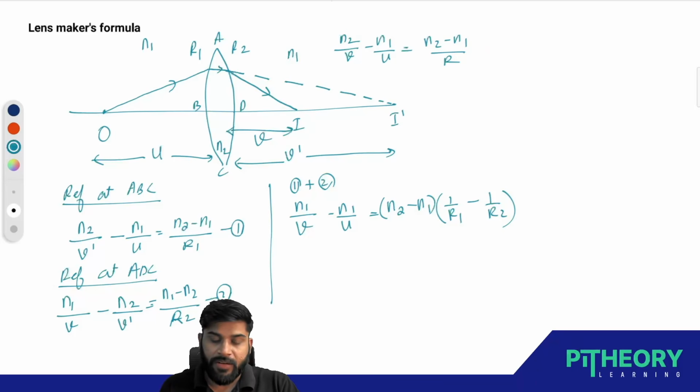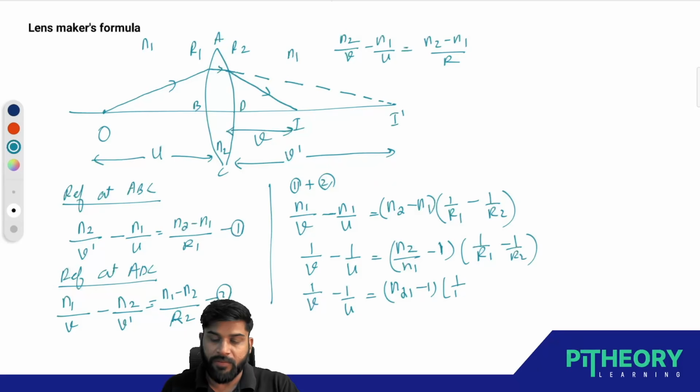Now take the N1 on the left hand side common and take it to the right hand side. You get 1 by V minus 1 by U is equal to N2 by N1 minus 1, into 1 by R1 minus 1 by R2. Or you get 1 by V minus 1 by U is equal to, N2 by N1 is N21, N21 minus 1 into 1 by R1 minus 1 by R2. Okay, we know this very clearly.